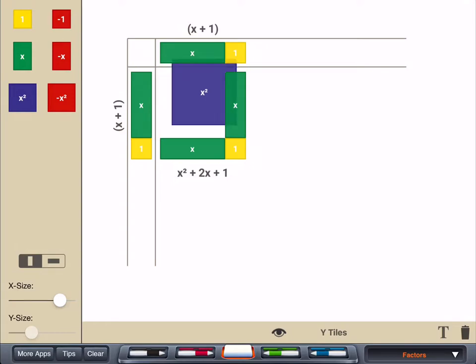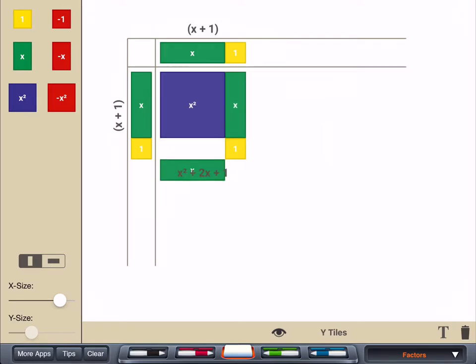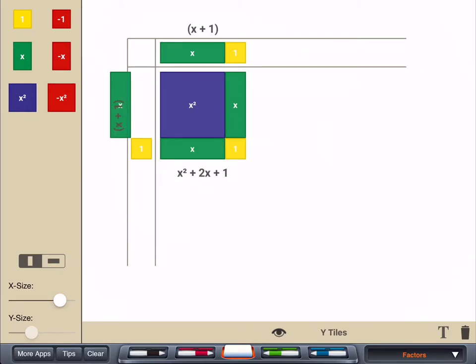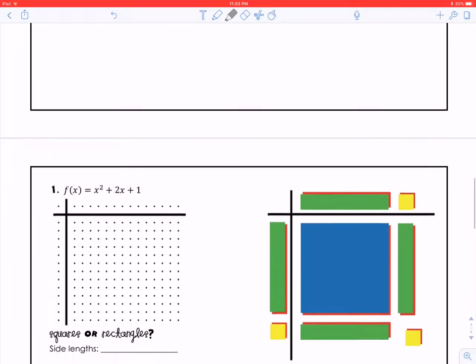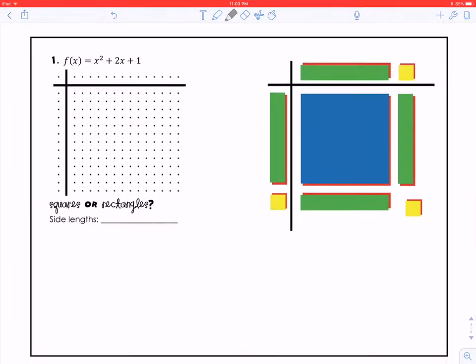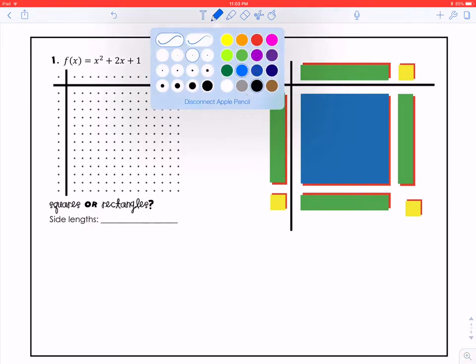Okay, so remember, today we're starting with the area pieces, building that model either as a square or a rectangle, and then going back to look at the dimensions of that shape to note the length and the width. Okay, so turn to your record sheet. And if we are looking at x squared plus 2x plus 1, this is the model that we've built. So let's go ahead and record that.